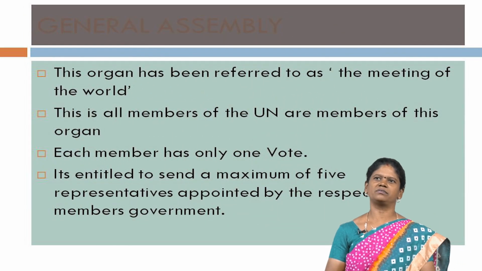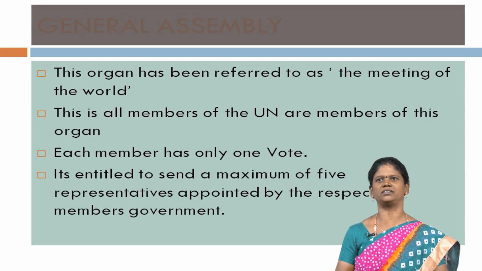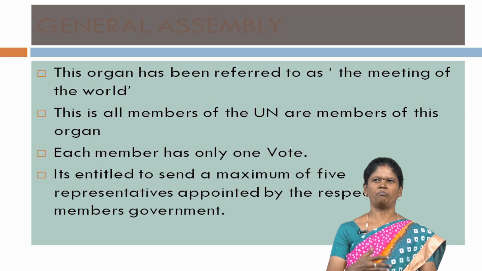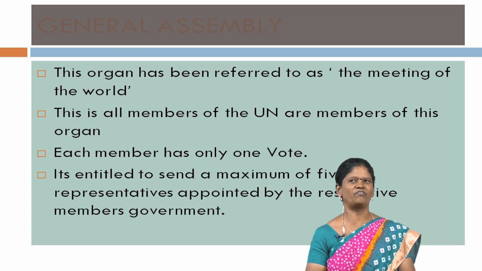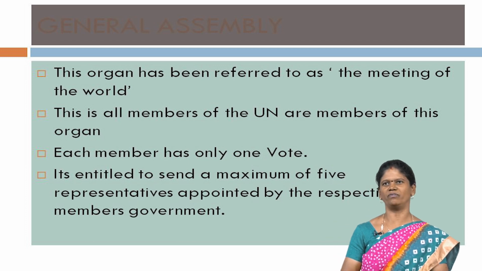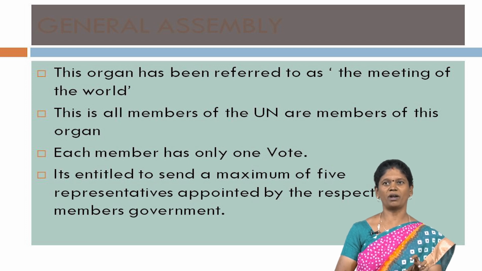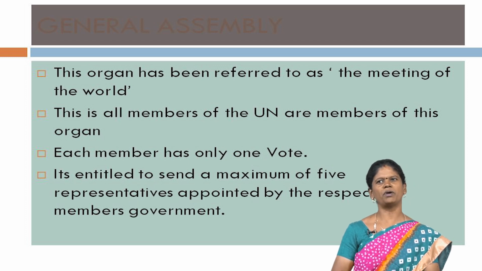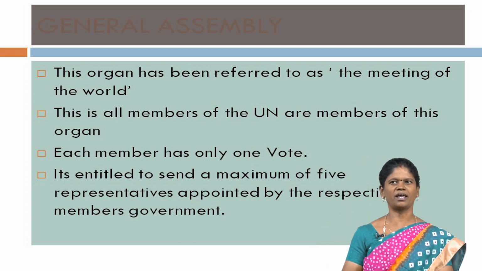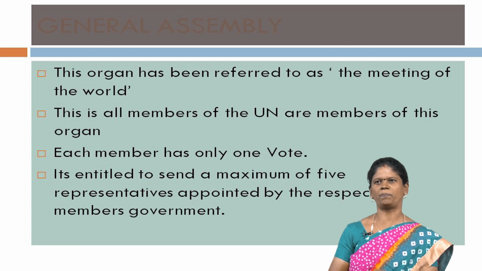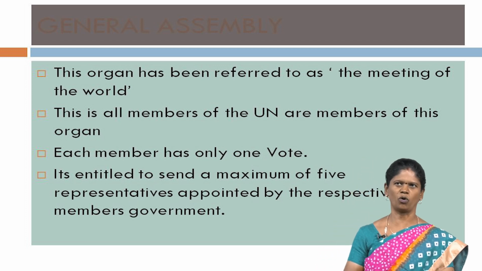The first organ is the General Assembly, the main wing of the UNO. This organ has been referred to as the meeting of the world. All members of the UN are members of this organ. Each member has only one vote. It is entitled to send a maximum of 5 representatives appointed by the respective member's government.